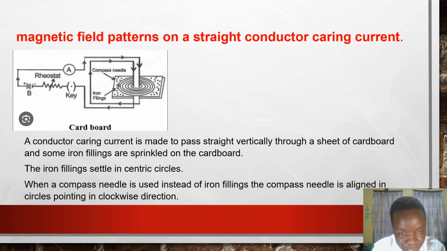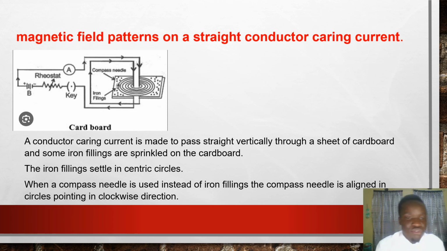So come here, the black dots are iron filings. Here is a compass needle, and the circles are the magnetic field patterns. A conductor carrying current is made to pass straight vertically through a sheet of cardboard. Like here, the conductor is passing vertically, and the sheet of cardboard is at 90 degrees to the conductor. Some iron filings are sprinkled on the cardboard like here. The iron filings settle in concentric circles.